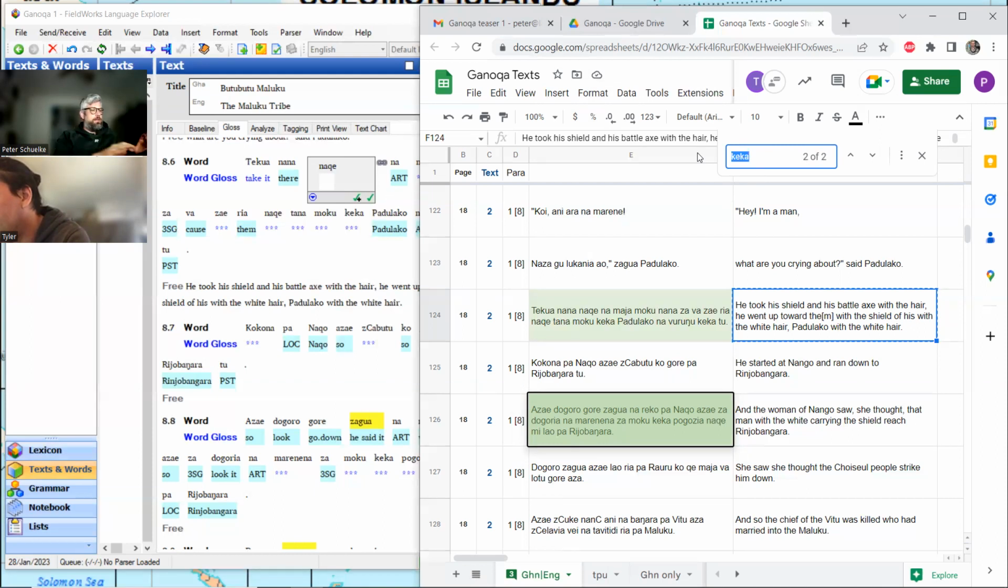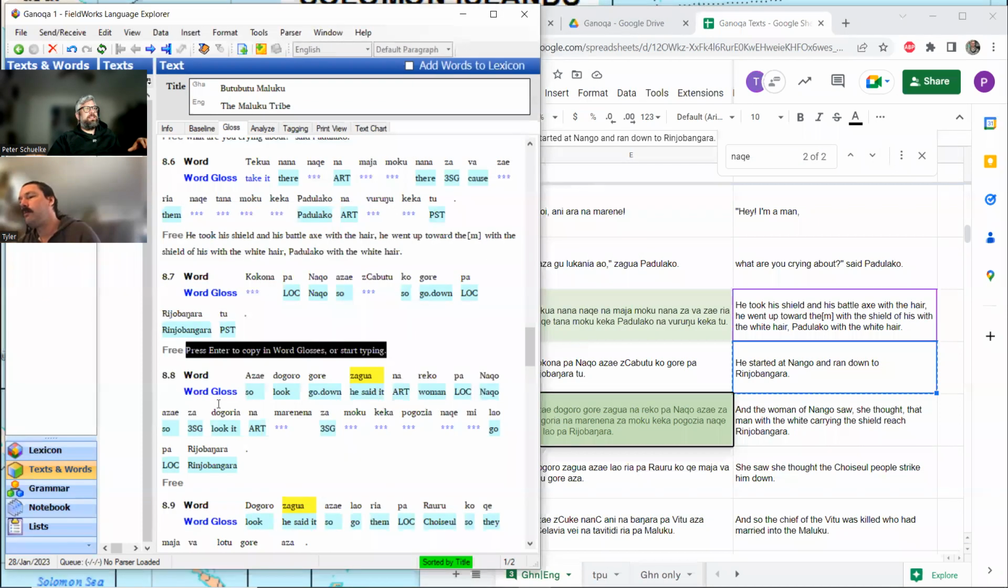Where else do we get Nange? Just these 2. Just these 2. Very helpful. Okay, so it's not going to be easy to solve. And his battle axe. Could manja mean and? I don't see why it couldn't mean and. It does seem to be a connective. Specifically, Zai is maybe.